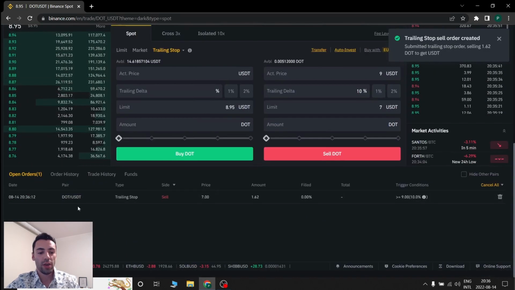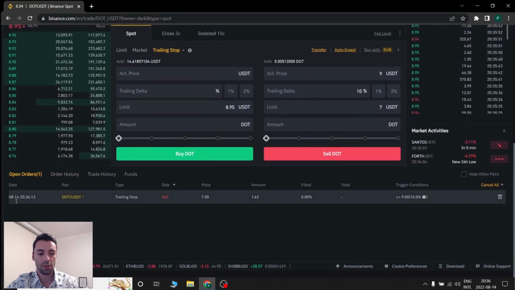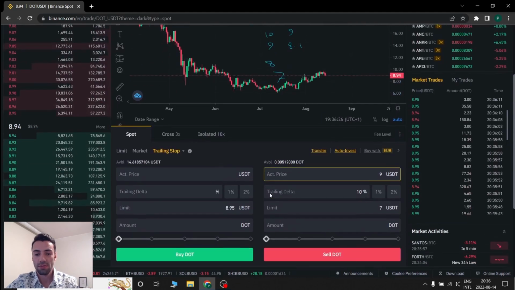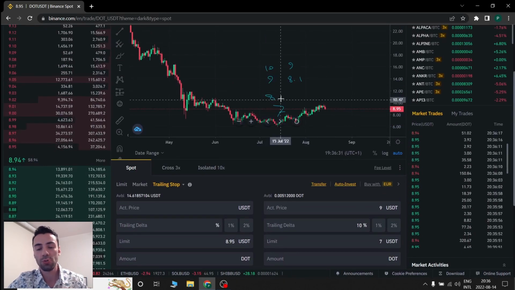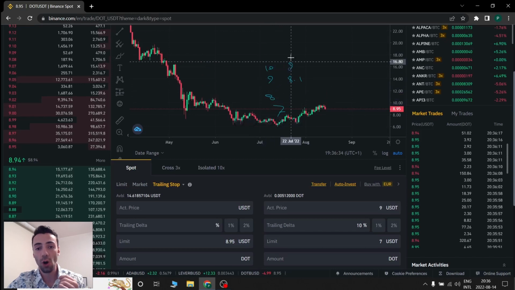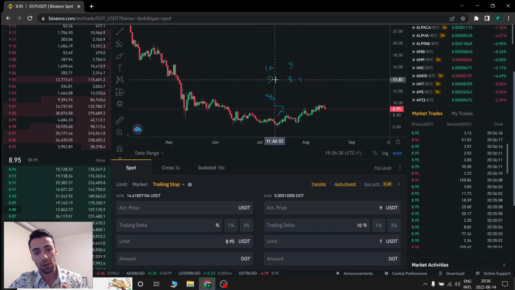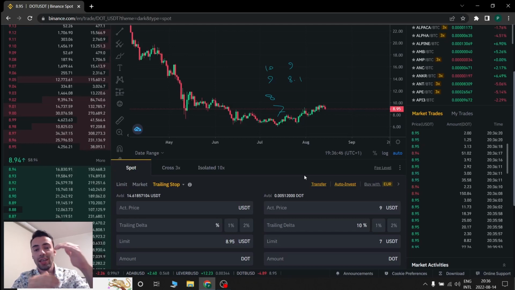Yes. So now we have our position here, the date and the pair USDT, the trailing stop, and it sells at the price of 7. And as I said, I'm going to explain this one more time. You bought the crypto at $8 and you predict it will go high, and if you want to activate the stop limit at $9, you want to have a distance of 10% between the price and the stop limit that you want to place.